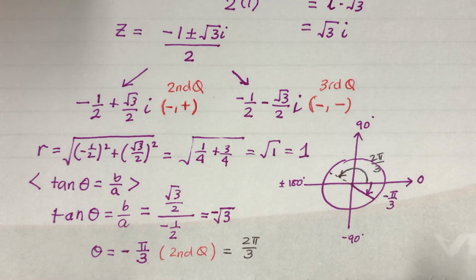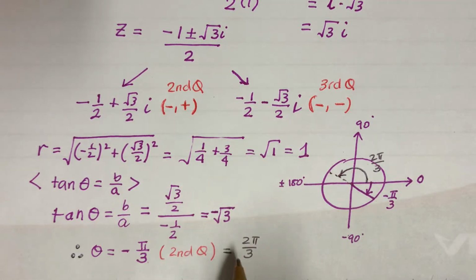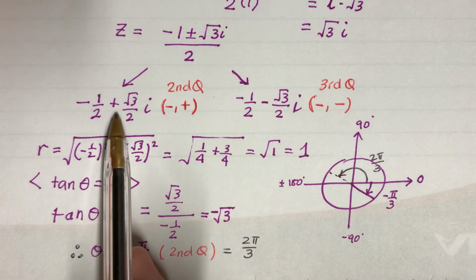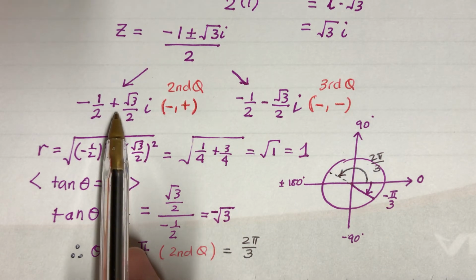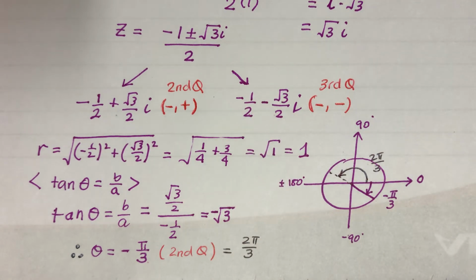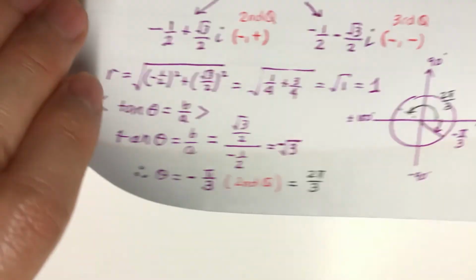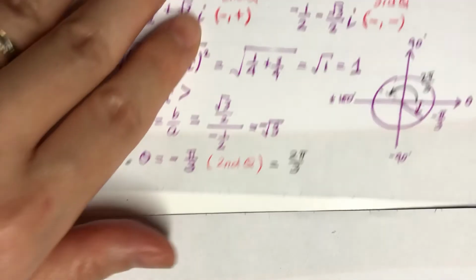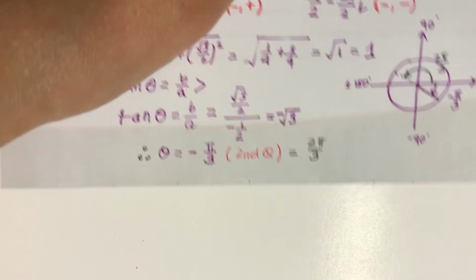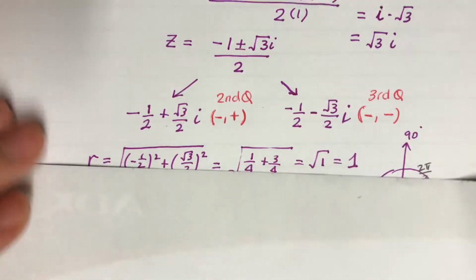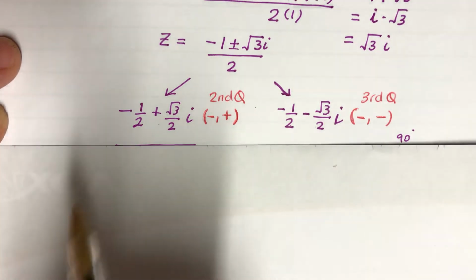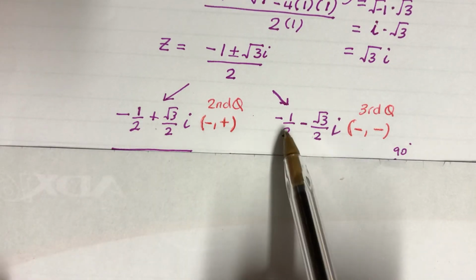Okay, so remember that this is important, what you do here. So be careful next time. And so my theta is 2 pi over 3 for this root. Now I'm going to work on this root in a minute. So I'm going to change this a little bit. Okay, so let's have a look at this one. So I'm going to work on this one now.